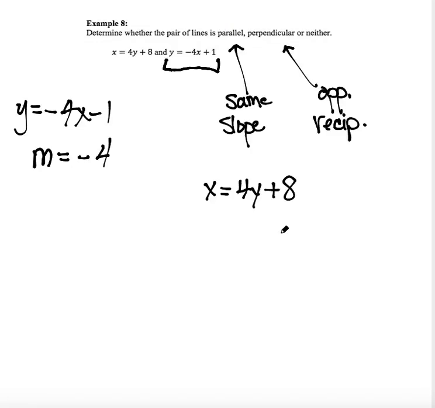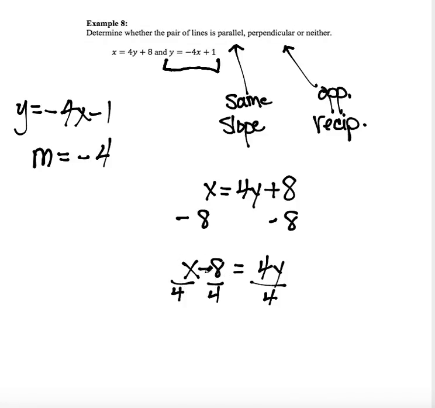So what I need to do is rewrite it into slope-intercept form. Okay, y equals mx plus b. So to do that, I'm going to solve for y. I'm going to do minus 8. So that gives me x minus 8 is equal to 4y. And then to get y by itself, I'm going to divide every term by 4.